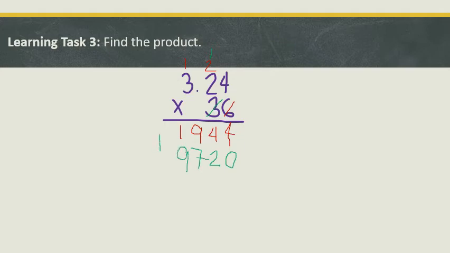And then, i-add po natin siya. So, 4 plus 0 is 4. 4 plus 2 is 6. 9 plus 7 is 16. So, carry 1. And 9 plus 1 is 10 plus 1 is 11. So, since we have 2 decimal places, so dito natin ilalagay ang ating decimal point.